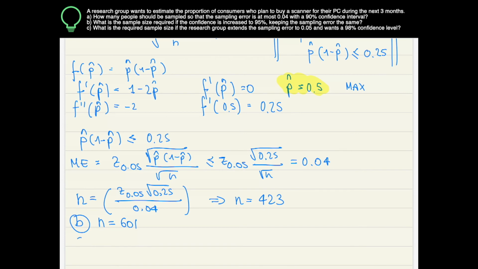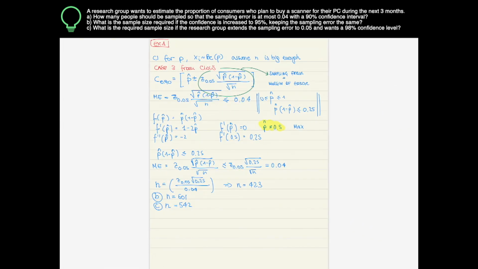And in point C, again, I'll leave this to you because it's the same procedure but with slightly different calculations. This time we want the required sample size if the research group extends the sampling error to 0.05. So now this upper bound is a bit more generous. However, the confidence has to be 98%, so even higher confidence than 95%. And the result, have a go at this exercise, is 542.